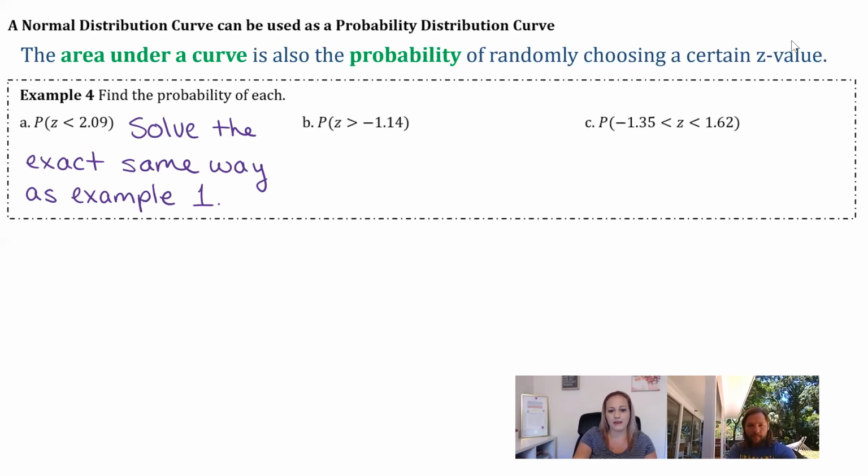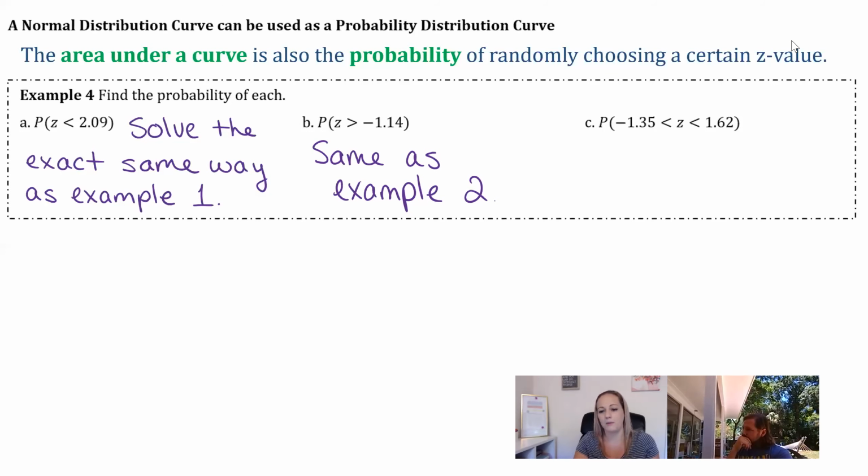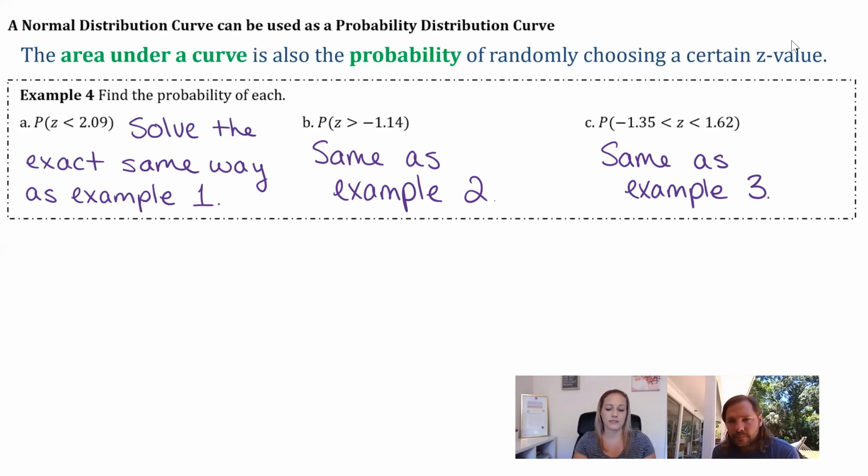So on part B, it says to find the probability that z is greater than negative 1.14. So the fact that it's greater than means you're finding from negative 1.14 up to positive infinity, if you think about a number line. So that's the same question as what we already solved in example 2. And I'm sure you see how this is going. So part C, we want to find the probability that z is between negative 1.35 and 1.62. So if you got a question like that, you would solve it the exact same way as what we did in example 3.